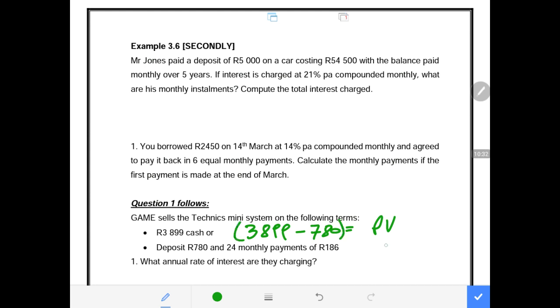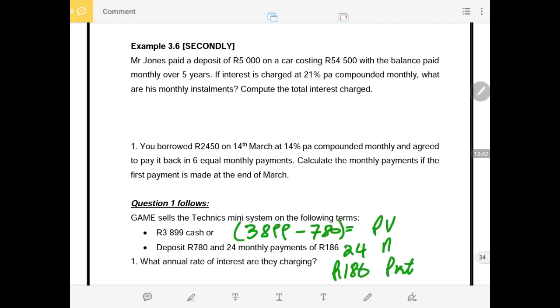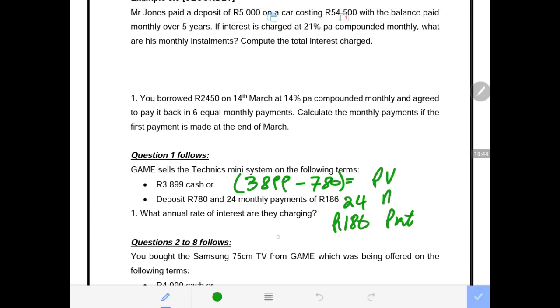Then after we say our N is equal to 24, and we know that monthly we are going to pay 186 rand. What are we required to calculate? We are required to calculate our interest. So we compute our I times 12. Whatever you get times 12, you'll see how much will be your I.